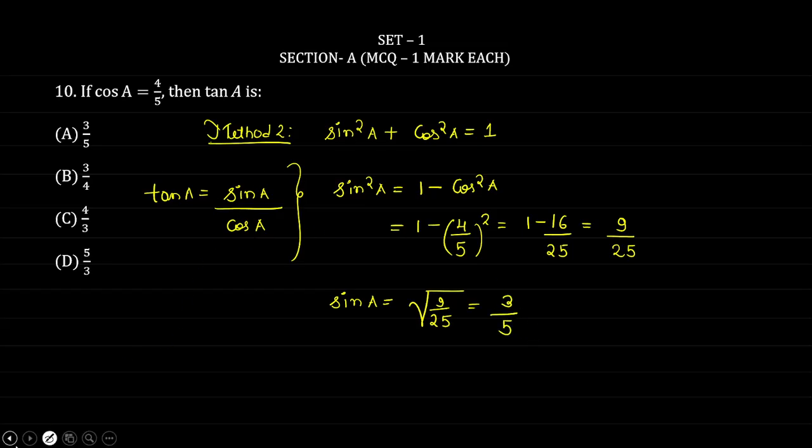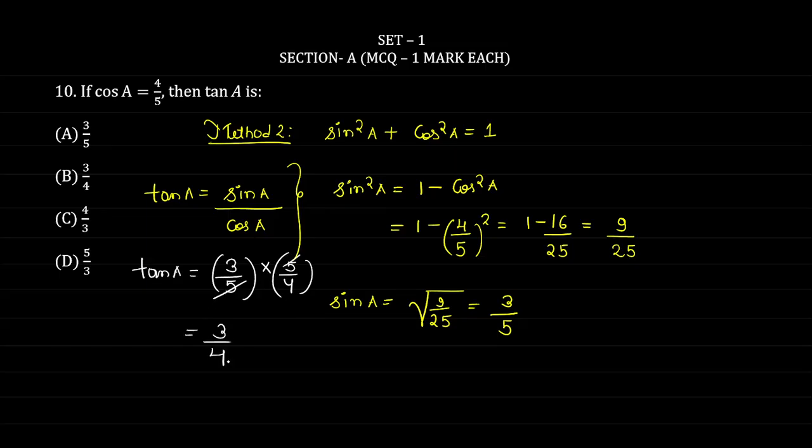Now I have both the values. I'll put the values here to get the value of tangent of A. Sine A is 3 by 5, cos A is 4 by 5. So taking the reciprocal, that is 5 by 4. This cancels this and the answer is 3 by 4. So here also we are getting the same answer, that is 3 by 4. I have told you both the methods. Whichever is suitable for you and whichever you find easy, you can follow that method to solve this particular question.